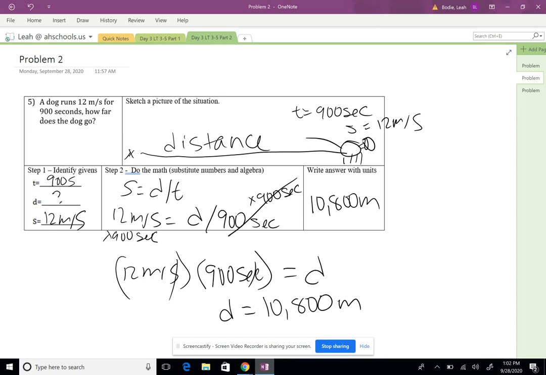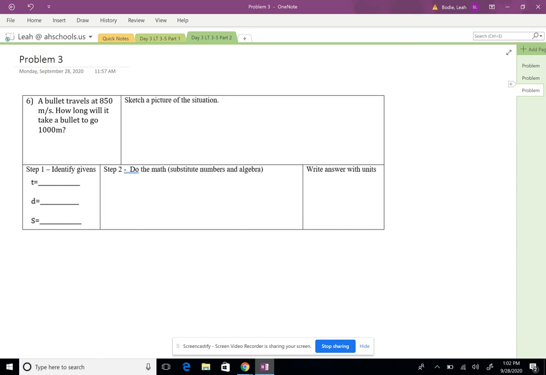All right, one more problem to work out with you all. A bullet travels at 850 meters per second. How long will it take a bullet to go 1,000 meters? So we'll have our bullet here. It's kind of like a Mario style bullet. Kind of also looks like a fish. So it's going to go 1,000 meters. And it's going to be traveling at a speed of 850 meters per second. So now we're wondering, how long will it take to go 1,000 meters?